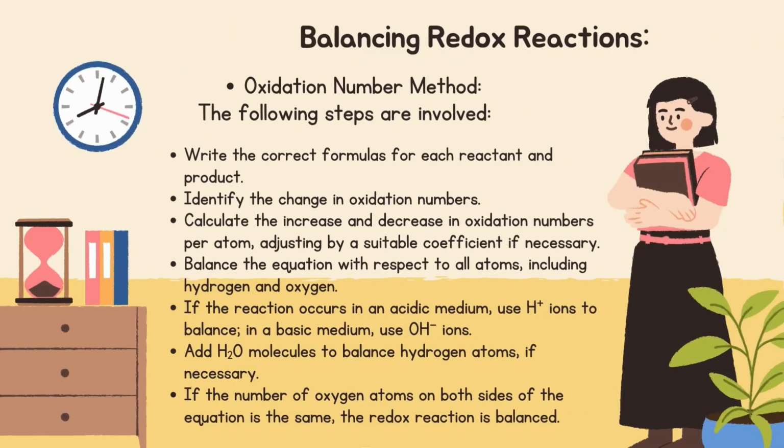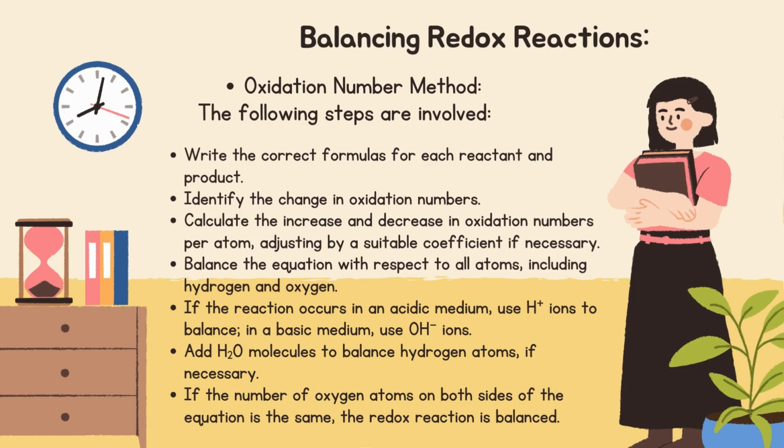What is balancing redox reactions? Oxidation number method. The following steps are involved. Write the correct formulas for each reactant and product. Identify the change in oxidation numbers. Calculate the increase and decrease in oxidation numbers per atom, adjusting by a suitable coefficient if necessary.